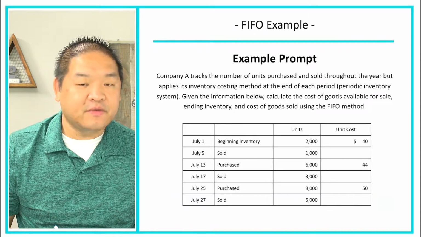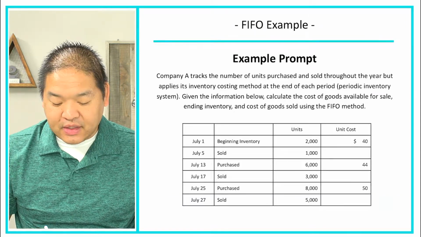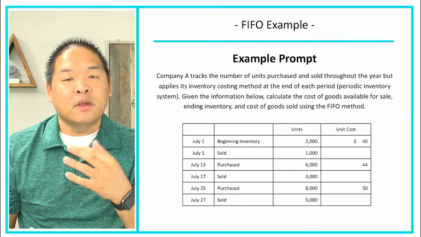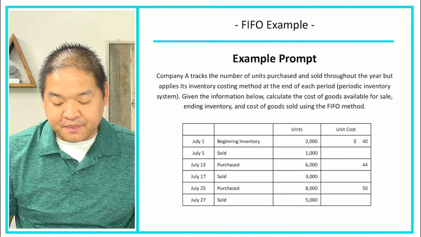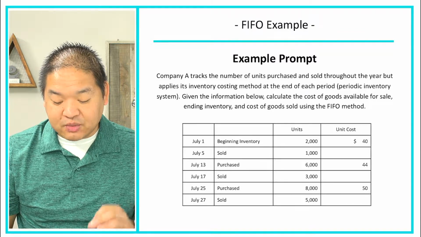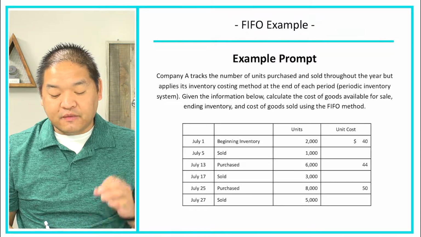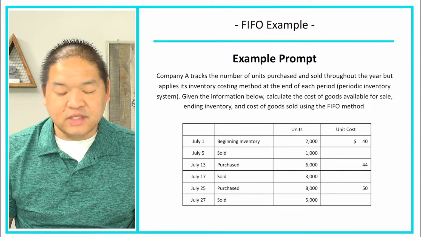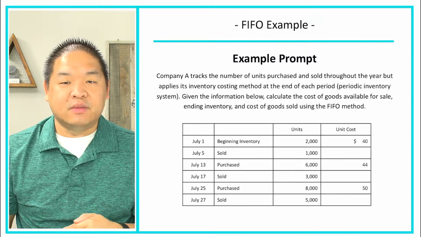Company A tracks the number of units purchased and sold throughout the year, but applies its inventory costing method at the end of each period, aka periodic inventory system. Given the inventory information below, calculate the cost of goods available for sale, ending inventory, and cost of goods sold using the FIFO method. And then we're given some information.